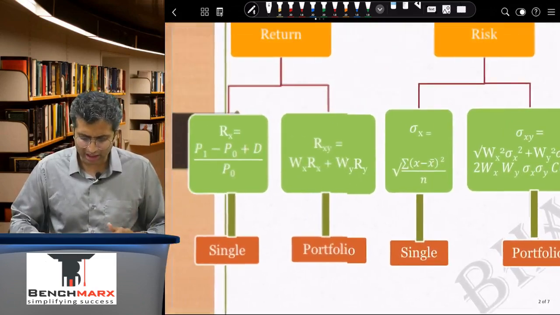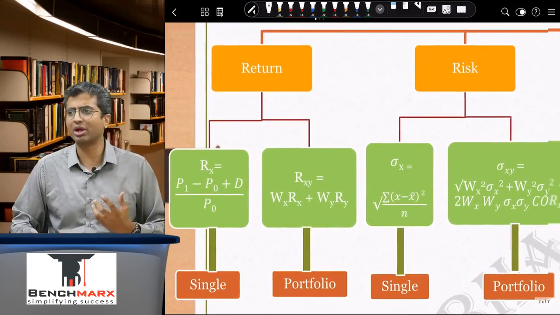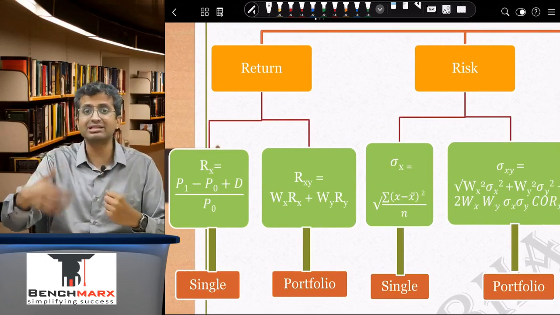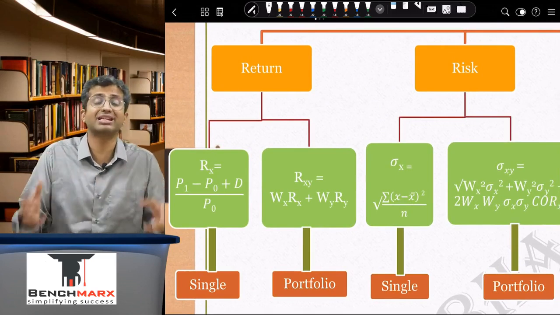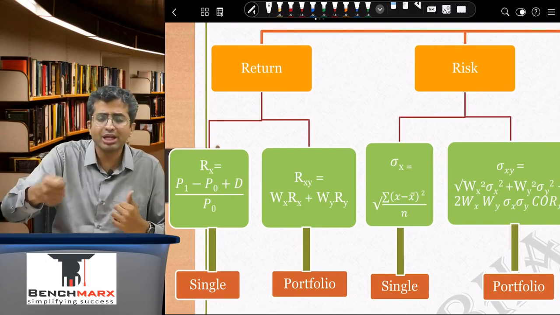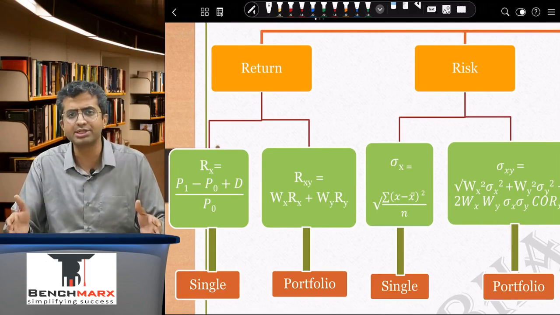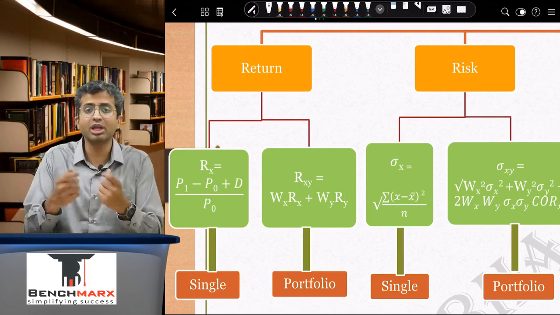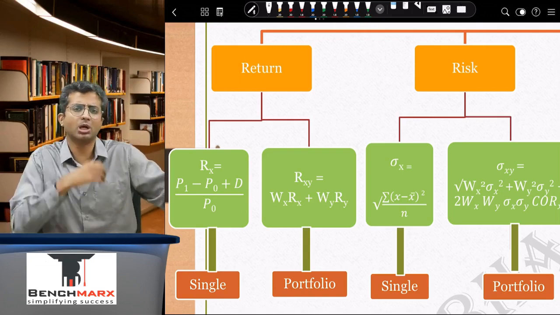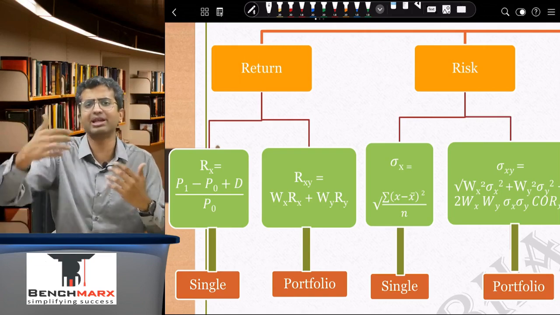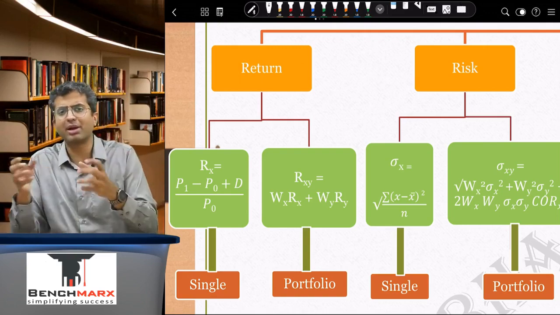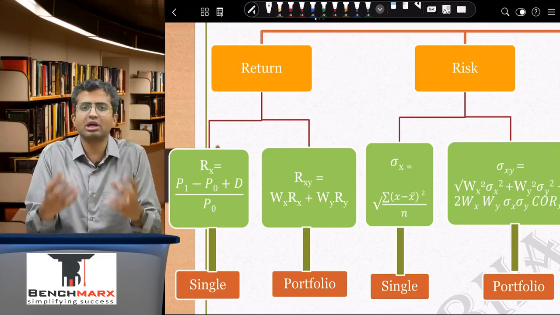So how does one calculate the risk and how does one calculate the return? The risk and return first need to be figured out from the perspective of a single security. So if you have a single security, for example Reliance, in which you are investing, let us say, 1,000 rupees, what is the return of that security? Well, the investment, that is P0, is 1,000, and the price appreciation that you are expecting is going up to 1,200. So one can say that 1,200 minus 1,000, that is 200, is a return.